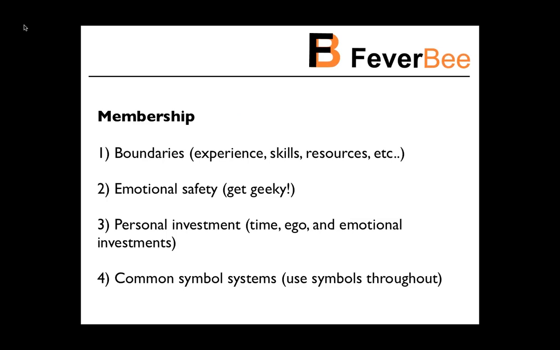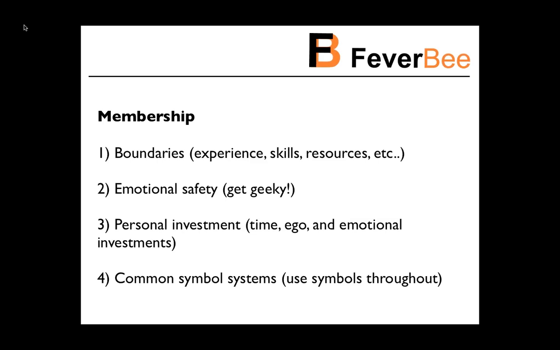So membership is how people identify one another in that community. There are several elements to this. The first are the boundaries that people have to cross to be an accepted member of that community. By boundaries, we're talking about the experience, skills, resources, or characteristics that people have or have acquired to be accepted as a member of that community.